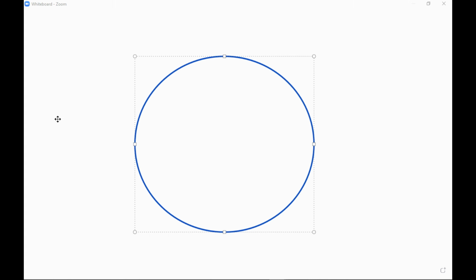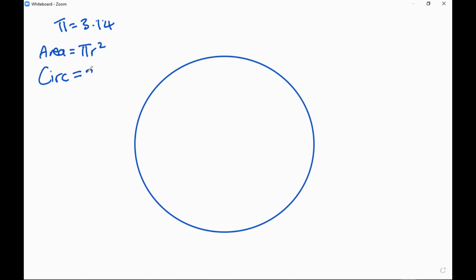Okay, I'm going to go through firstly the concept of area and perimeter. The formula for the area of a circle is given by pi times radius squared, right? Pi is basically equal to 3.14. And the formula for circumference is given as 2 pi r, right?